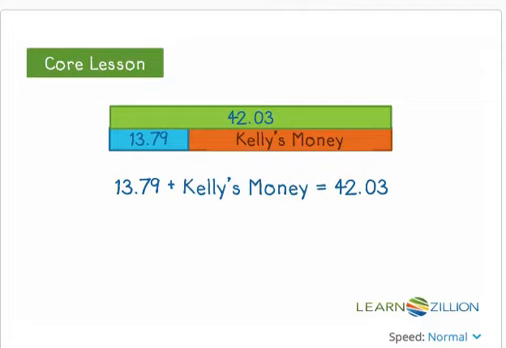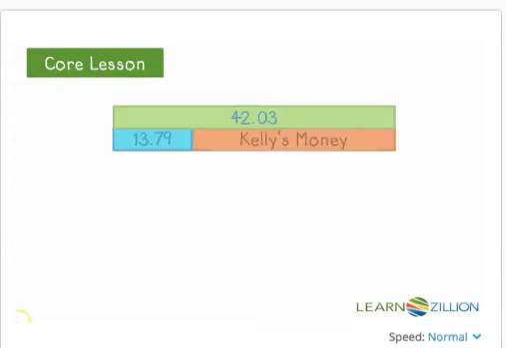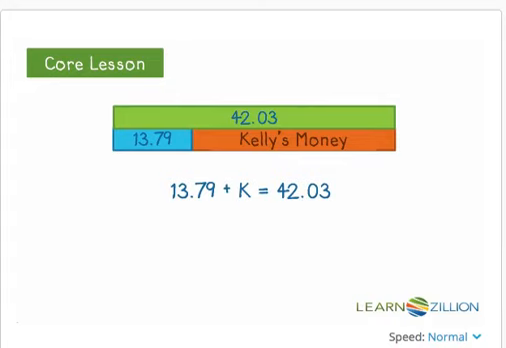Would we leave an equation like this? No, we want to use a variable to represent our unknown value. I'll use K for Kelly's money. So now our equation would be $13.79 plus K equals $42.03. So we have a visual and a mathematical representation of our situation, but how much money does Kelly have, and how do we even go about solving this equation?